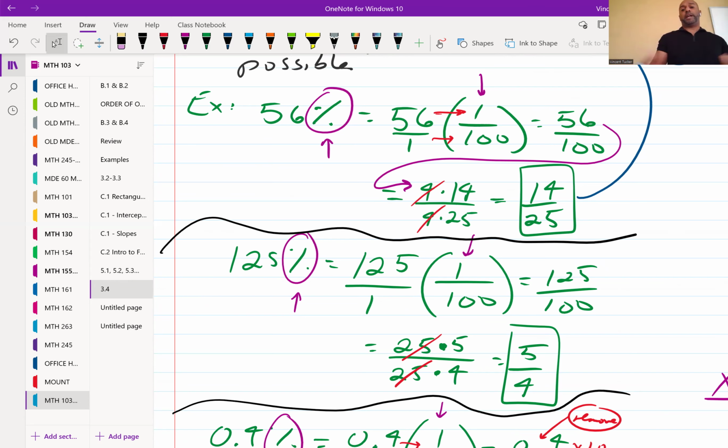And then the same thought process. What do these two numbers have in common, if anything? So we see that they have 25 in common. And 125 is 25 times 5. 100 is 25 times 4. The 25 is canceled, leaving us with 5 over 4. I think we would do a mixed fraction or something like that. It would just be, you just leave it like that.